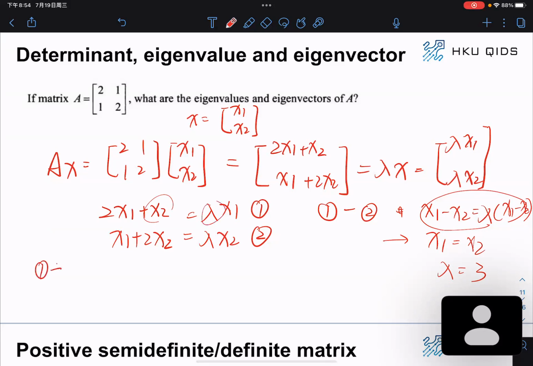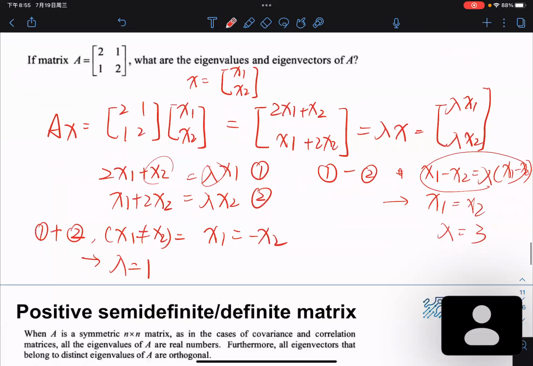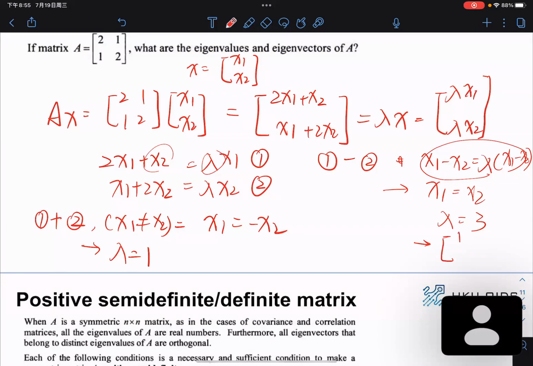And the second case is by 1 plus 2, combining with x1 not equal to x2. What are we going to have? x1 equal to negative x2, and lambda is going to be 1. And the eigenvector in the first case is going to be (1 over square root 2, 1 over square root 2). And the eigenvector in this case is going to be (1 over square root 2, negative 1 over square root 2). Okay.